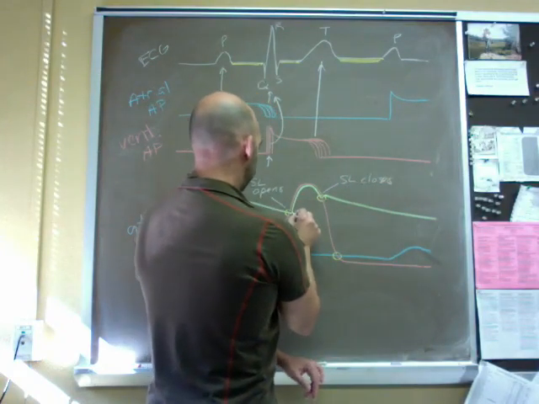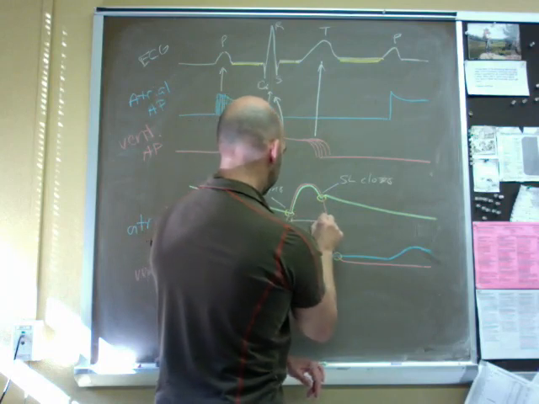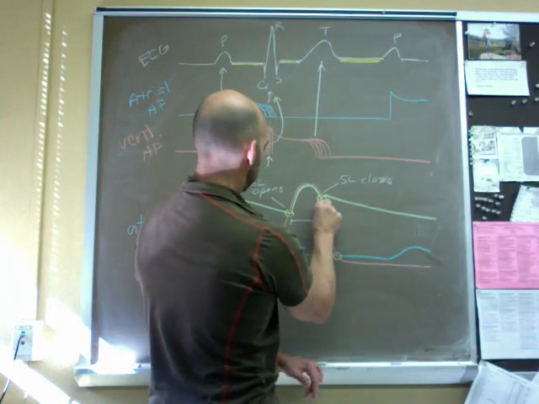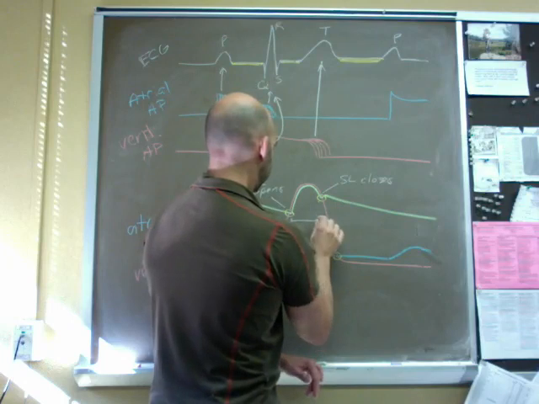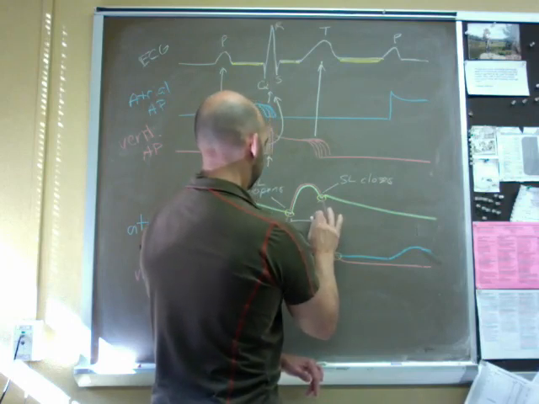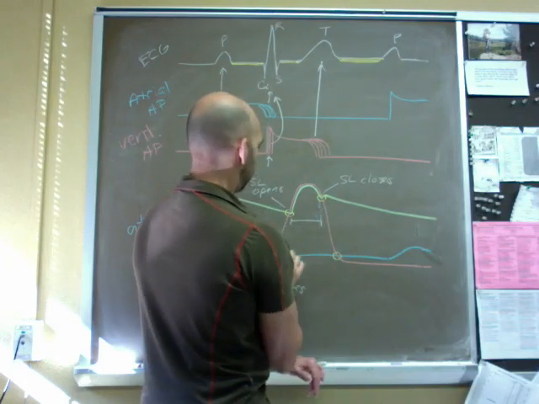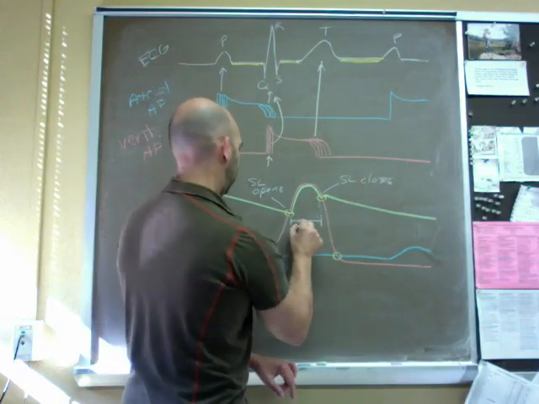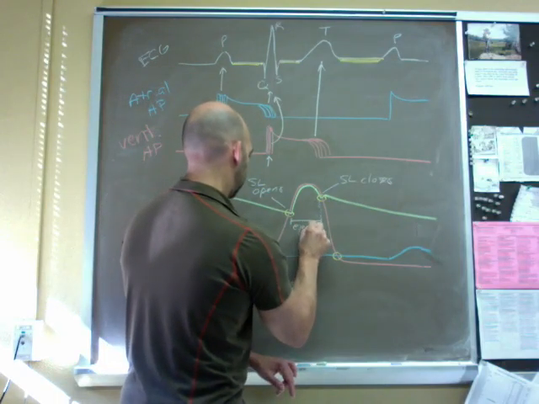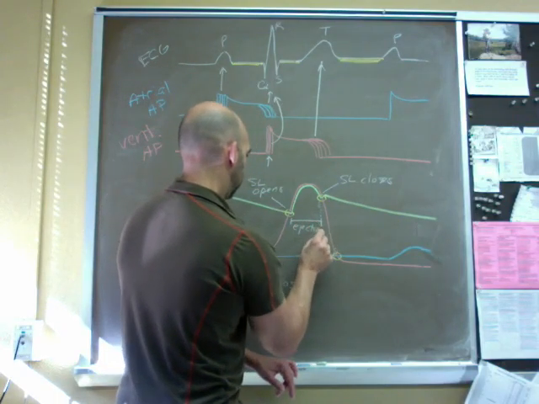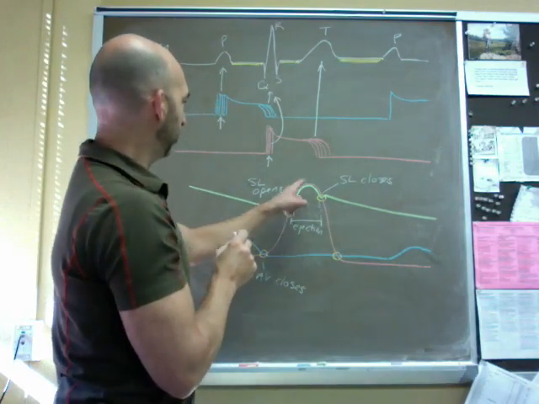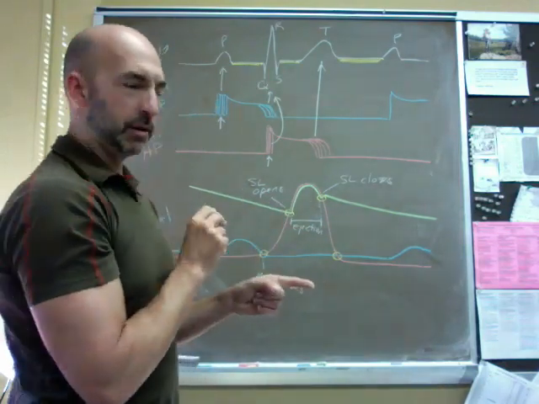Right? Remember, in between here and here. Move that over just to here. Right? We get ejection. When our semilunar valve is open, we're moving blood out into the arterial circuit.